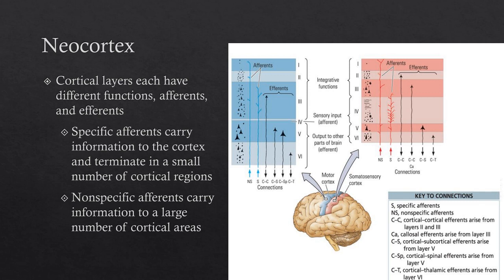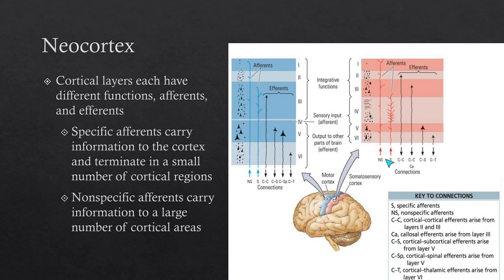Each of these layers has different functions and different inputs and different outputs. So we've got specific and non-specific afferents. Specific afferents carry information to the cortex and terminate on a small number of cortical regions, versus non-specific afferents, which also carry information to the cortex, but to a large number of cortical regions. So specific afferents have a narrow area that they terminate on, non-specific afferents have a large area that they could terminate on.